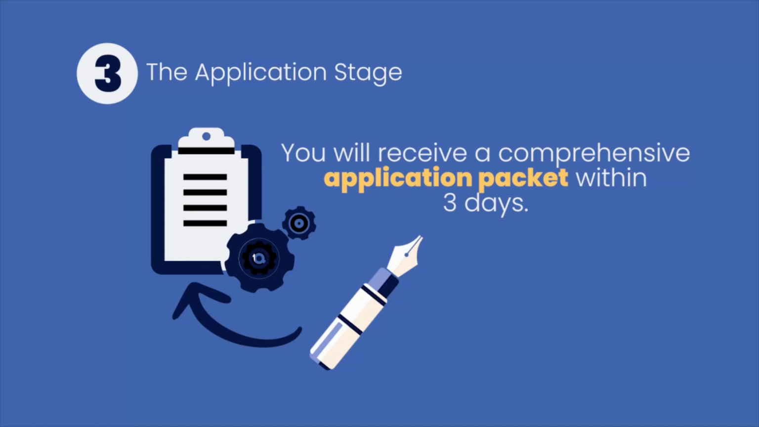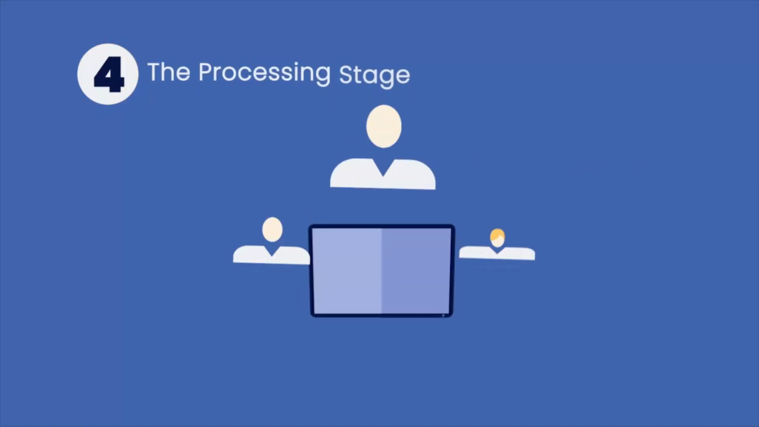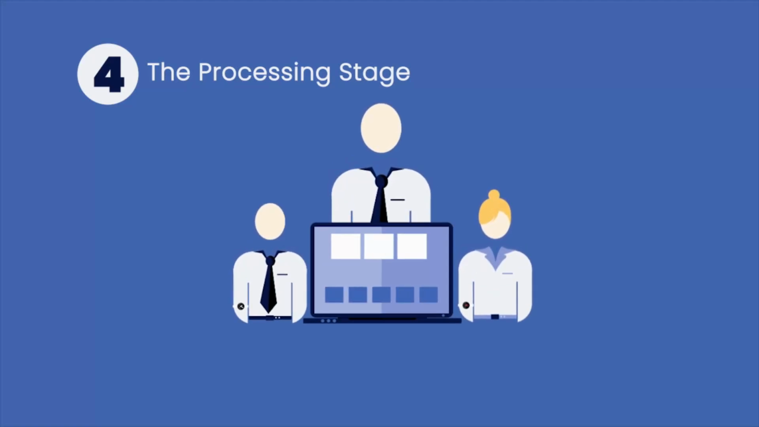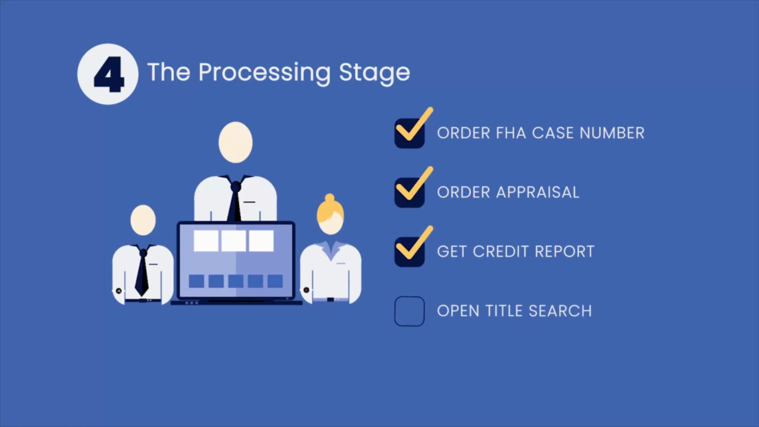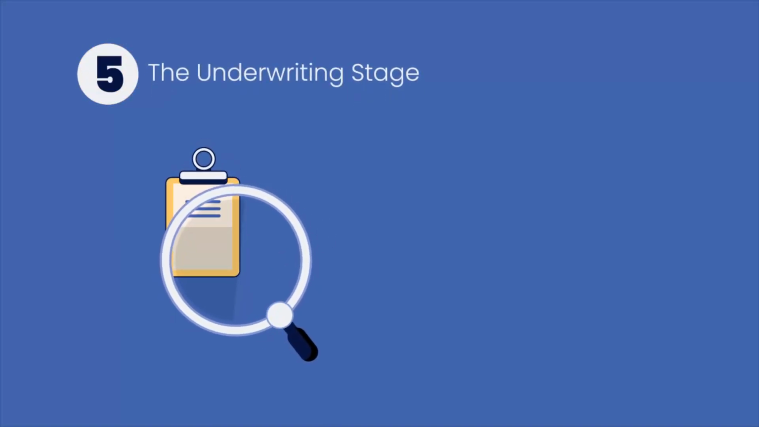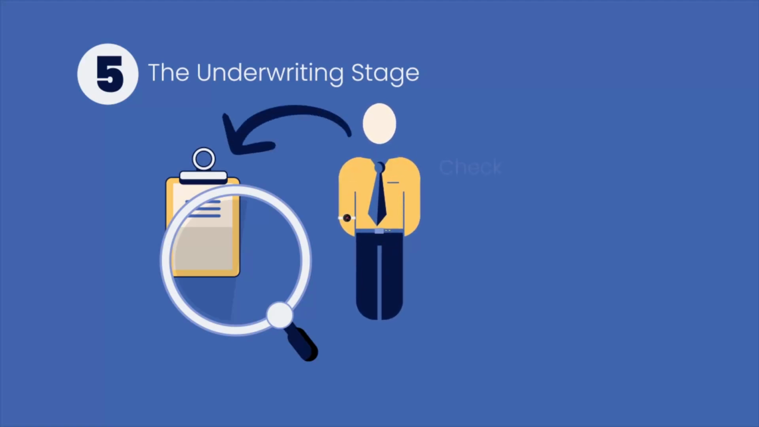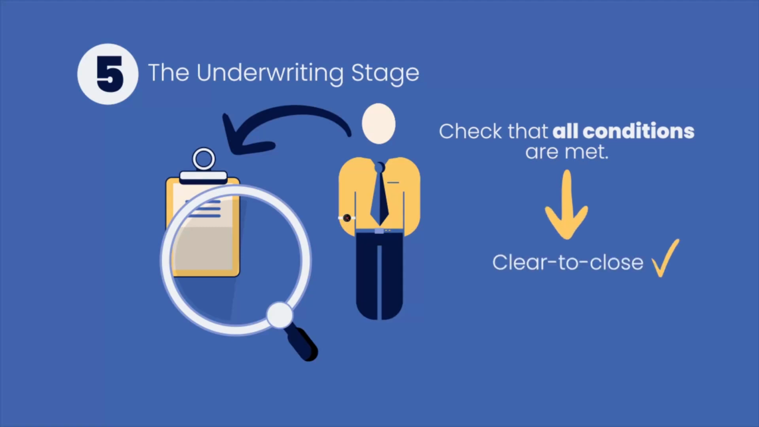In the processing stage, your application undergoes a thorough review for completeness. Key tasks like ordering an FHA case number, appraisal, credit report, or initiating a title search are conducted. Changes in home value or other factors might require adjustments to closing costs, which, if it happens, you'll be quickly informed. Next, your loan reaches the underwriting phase, where an underwriter evaluates it against any additional requirements. Achieving a clear-to-close status signifies that all conditions have been met, paving the way to the final steps.